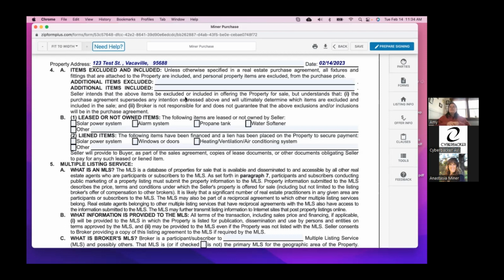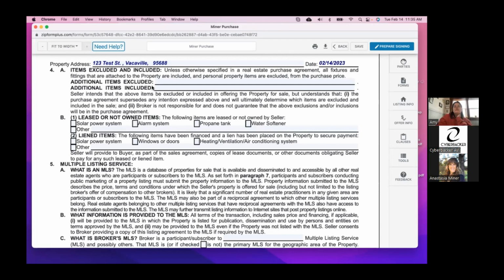And we need to have conversations. If there's anything that's a gray area that could be construed as a fixture versus personal property, make a list of those items that aren't going to be included as part of the sale, so that we are above clear on everything when we enter into contract on the property.